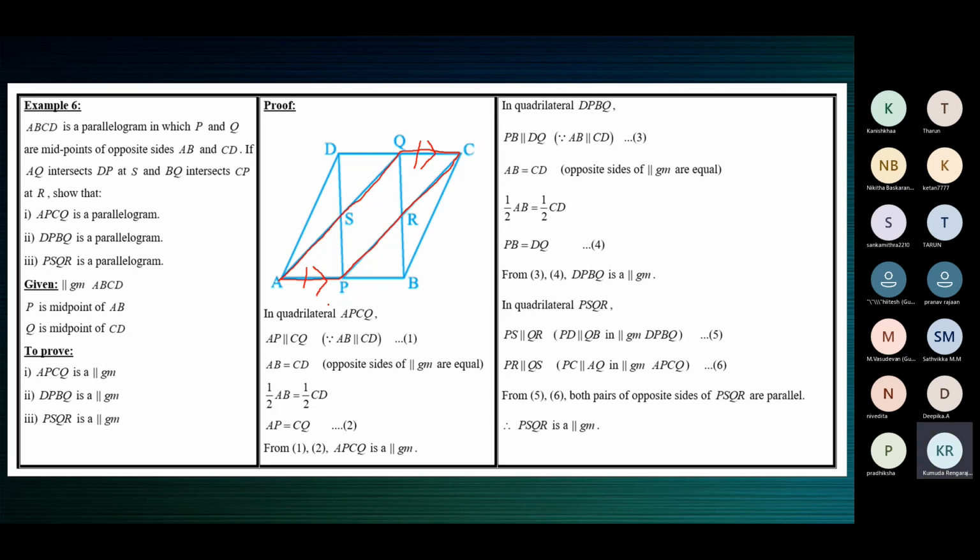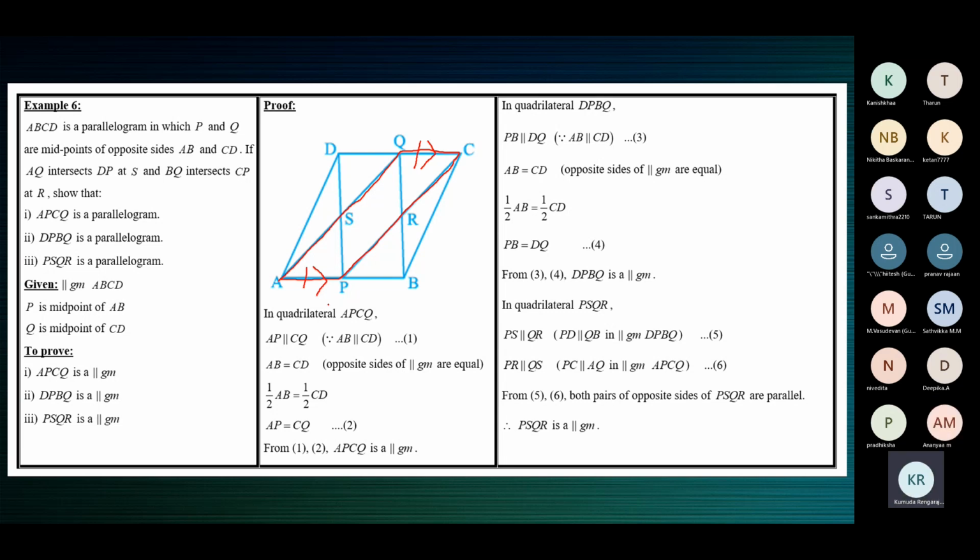If one pair of opposite sides in any quadrilateral are parallel and equal, then it's a parallelogram. Otherwise, both pairs of opposite sides should be parallel. If only one pair of opposite sides is parallel, you should also prove it's equal. Then it's a parallelogram. So we are going to prove that AP is equal to CQ and AP is parallel to CQ. So one pair of opposite sides parallel and equal. So APCQ is a parallelogram. So for that we say AB is equal to CD.